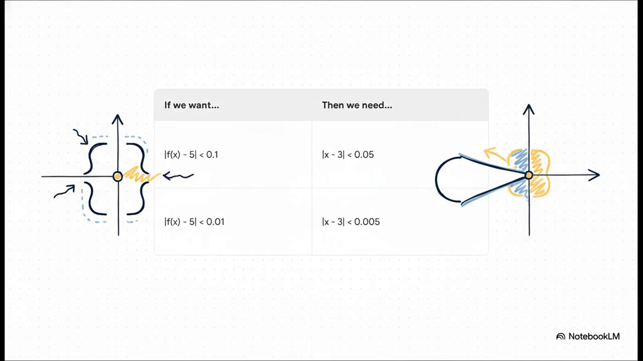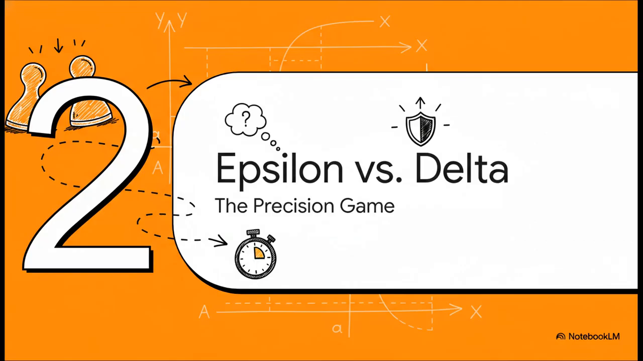And notice the pattern here. The tighter we make the requirement for the output, like if we demand it to be within 0.01 of 5, then the tighter our window for the input has to become. It shrinks right down to 0.005. There's this direct relationship between them. This relationship, this back and forth, is really at the heart of the precise definition of a limit.